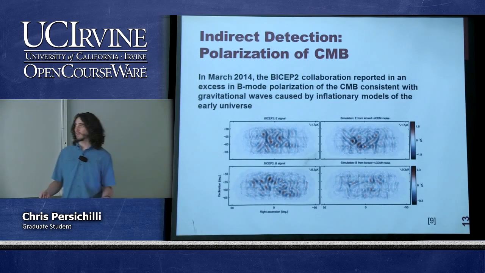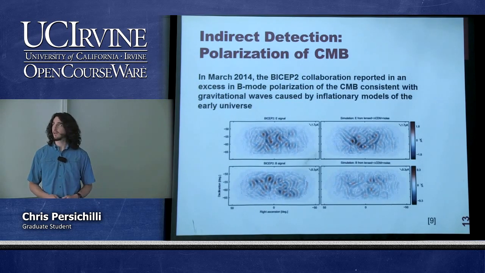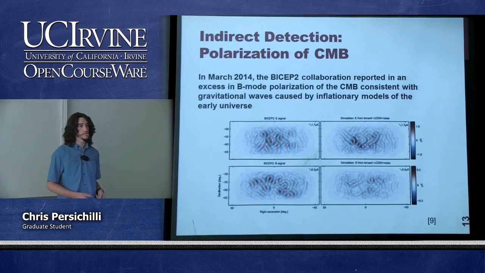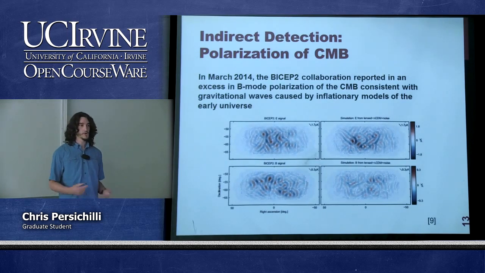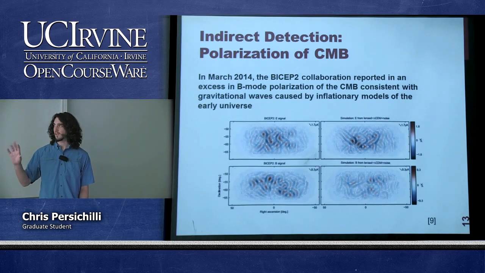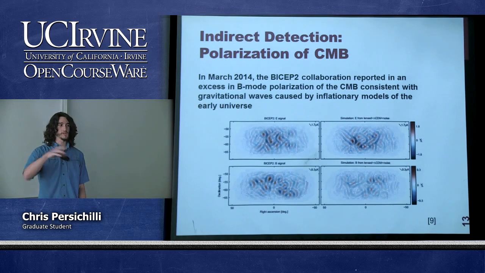Anyway, another indirect detection technique is looking at the different polarization modes of the cosmic microwave background. So this is the BICEP2 result that's been in the news recently. Effectively, B-mode polarization is like the curl of the polarization. You can sort of deconvolve the polarization field into components that are due to the gradient of a scalar field, and then these curl components. And those curl components are the B-mode.